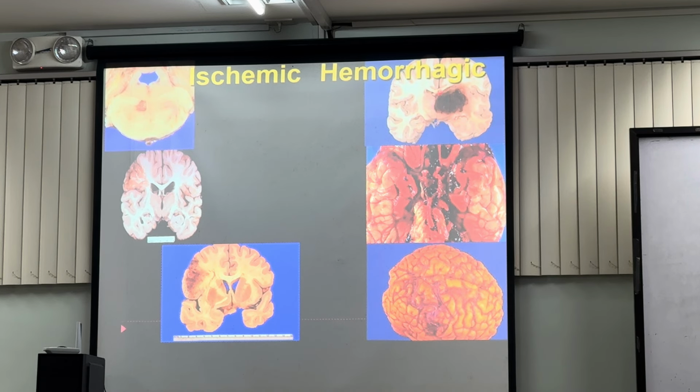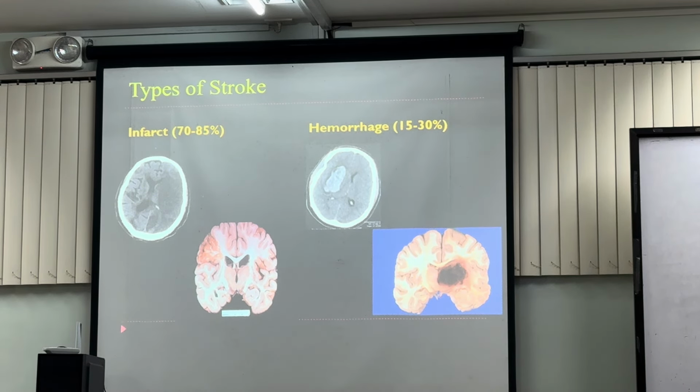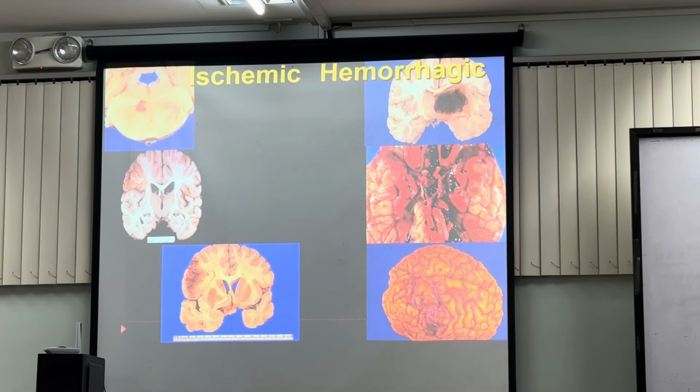And here you have the bleed, parenchymal bleed. Here you have the subarachnoid hemorrhage. It's at the base of the skull, at the base of the brain. If you have subarachnoid hemorrhage, what is the pathology? What has caused the hemorrhage? Trauma is the number one cause of subarachnoid hemorrhage. You bump your head, you can have a subarachnoid hemorrhage. Whereas in an atraumatic subarachnoid hemorrhage, what is the most common cause?